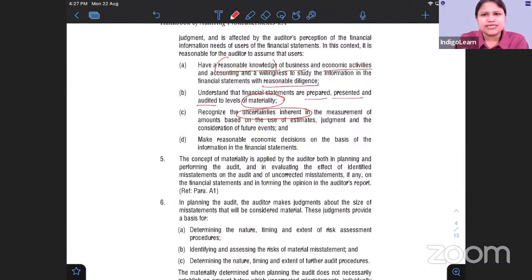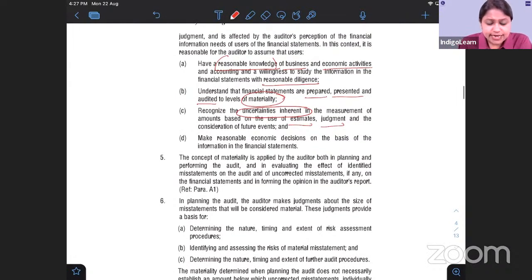Correct. So the users have to understand that the financial statements include estimates and judgments, and these could change taking into account future events. And finally, make reasonable economic decisions. That means you should understand that the auditor has taken into account only those material items. Immaterial ones have been ignored. Keeping that in mind, you also take reasonable decisions accordingly. Correct? So these are the things that we keep in mind, and we understand that the users of the financial statements also realize that the audit is conducted keeping in mind the materiality level.